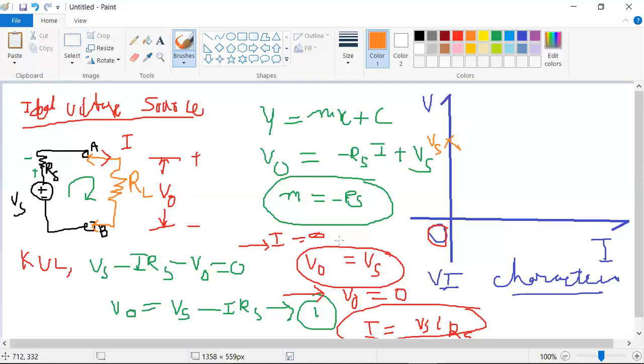In case 1, I is equal to 0. What about case 2? V naught is equal to 0, and I is equal to Vs by Rs. So the point is Vs by Rs. If you join these two points with a line, then you will get some slope.